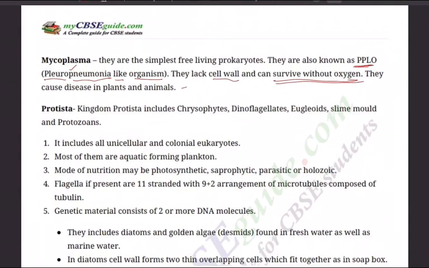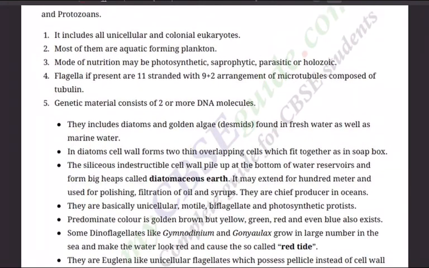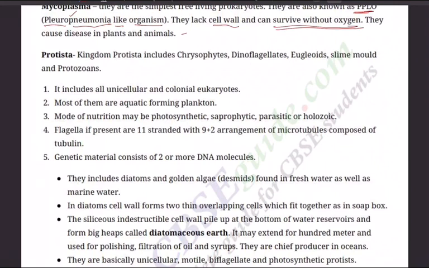And last, Protista. Kingdom Protista includes chrysophytes, dinoflagellates, euglenoids, slime mold, and protozoans. So here also, Kingdom Protista, I think we will deal with it tomorrow, and general characteristics also we will talk, and we will talk individually about this. And what you must remember in this is dinoflagellates. This is important group. Okay.